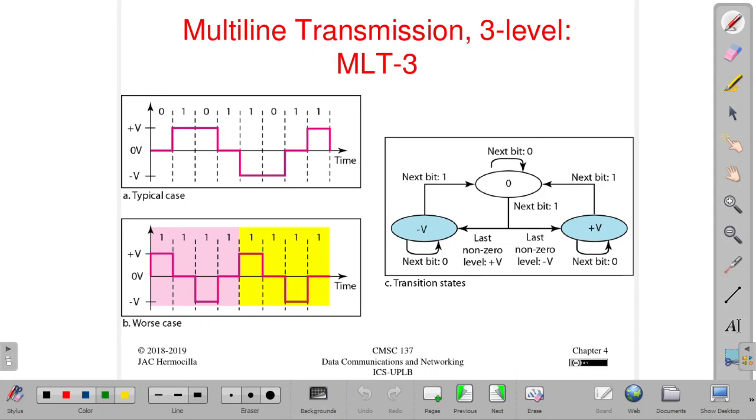The last one is multi-line transmission, an example of which is MLT-3. We have a state transition diagram to determine the possible values. So this is a more advanced encoding scheme.